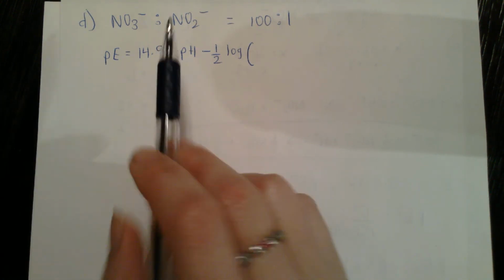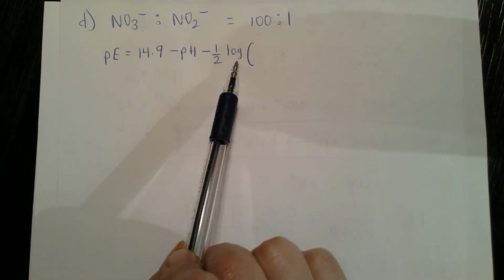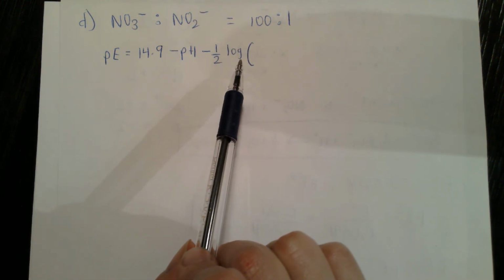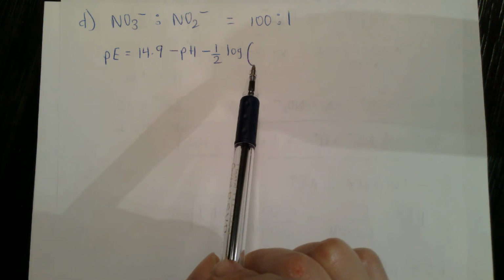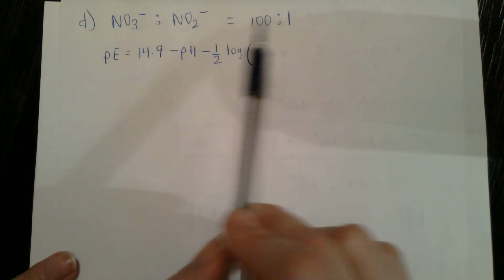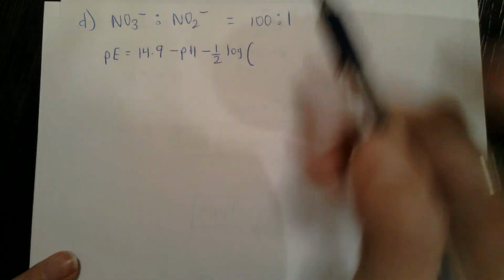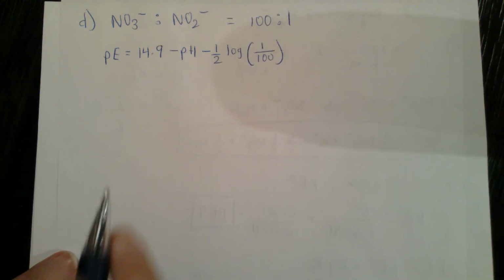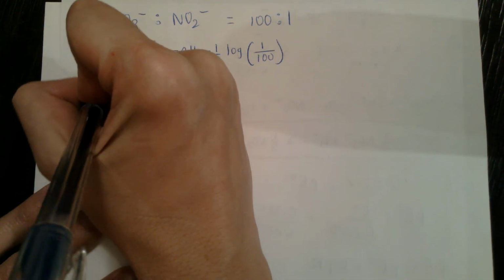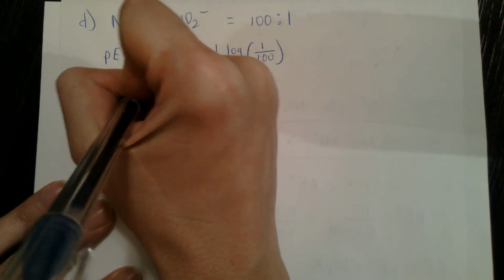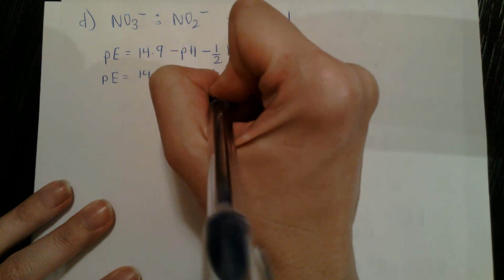So to continue with our problem, substituting in, we have our log of NO2 over NO3. They told us it's 1 to 100, so this is going to be 1, and down here will be 100. We're just putting that nice ratio in there. Now we work through and solve what we can. So pE equals 14.9, subtract our pH, subtract 1/2.